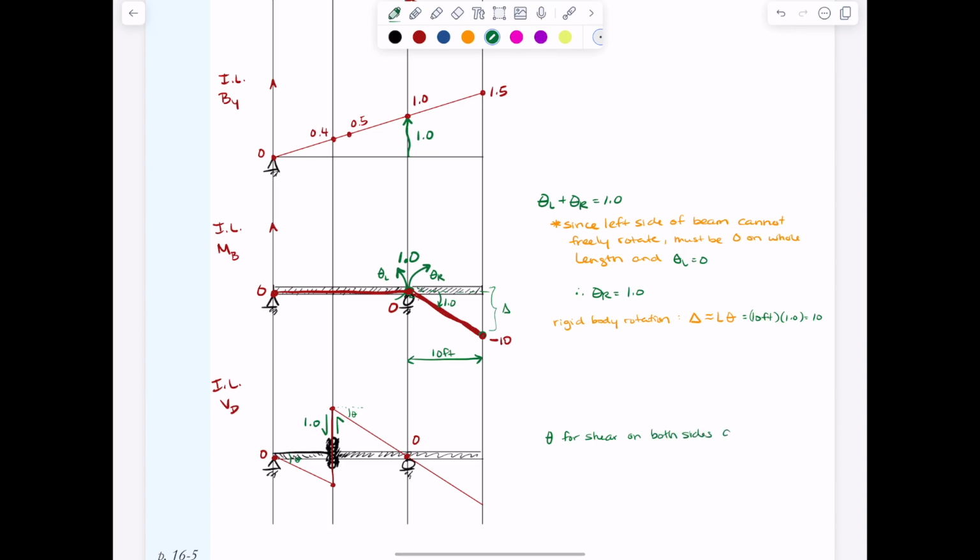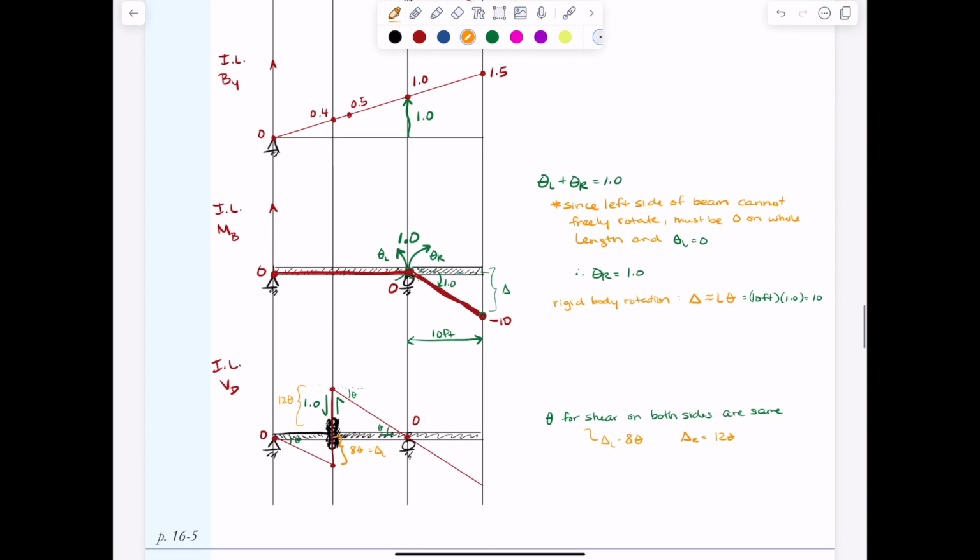And so if that's the same, then I can use similar triangles and some information about the structure to figure out what these displacements are. So this displacement on the left-hand side would be 8 feet times whatever theta is. So that's going to be delta L, 8 theta. On the right-hand side, delta R, as I have it there, is going to be 12 times theta, because it's 12 feet times theta. And I know that the total here, delta L plus delta R, has to equal a total of 1. And so I'm just going to run through the math there. I'm going to add those two together. So 8 theta plus 12 theta has to equal 1.0. And so then I can solve for what theta would be.